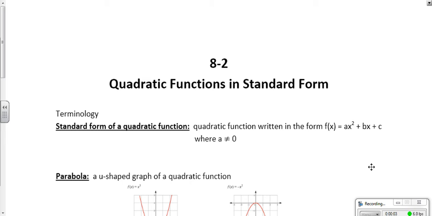Lesson 8.2 Quadratic Functions in Standard Form. I'm going to start with the preface that this might end up being 2 videos because this is a long lesson, but I'll do the best I can and be as fast as I can without going too fast. So keep that in mind.